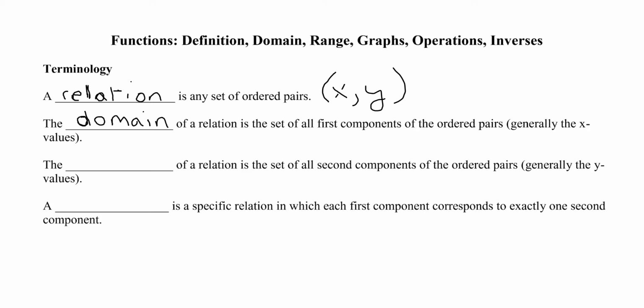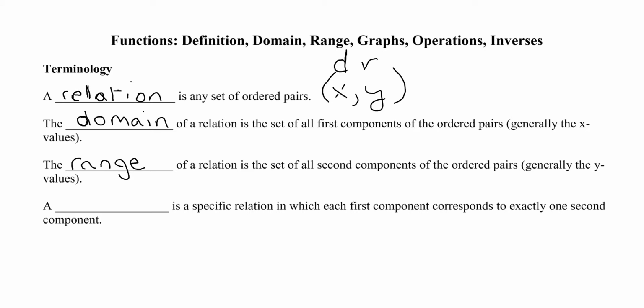The range of the relation is the set of all second components of the ordered pairs, generally your y values. So here in this ordered pair, here's our domain, here's our range.